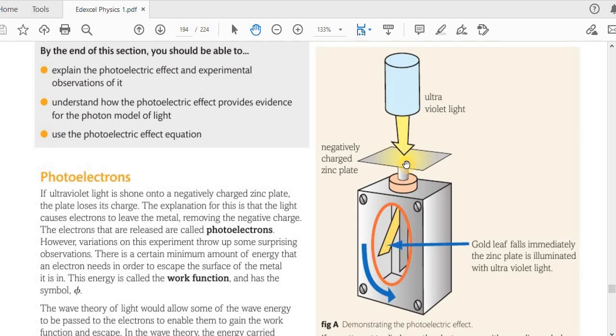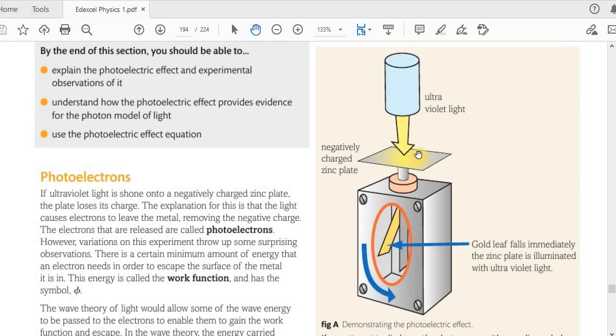Some of the energy is used to remove the electron. The remaining amount of energy is making the electron move out of the metal surface. That is the kinetic energy of the electron. So what happens is the energy of the photon is equal to the work function, which is the minimum amount of energy required to remove the electron from the metal surface, plus the kinetic energy of the electron. So we will see the details.